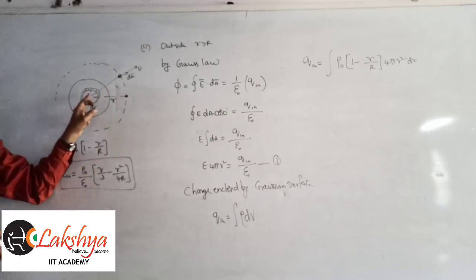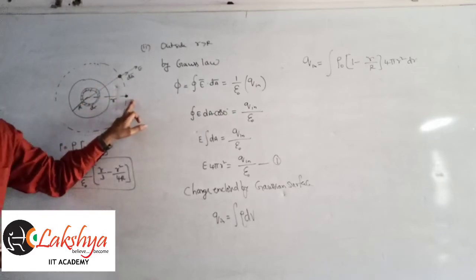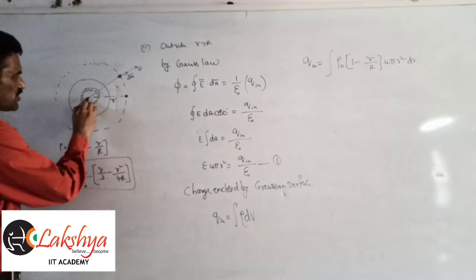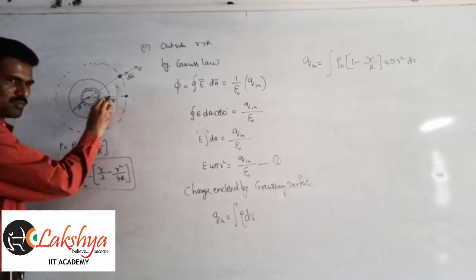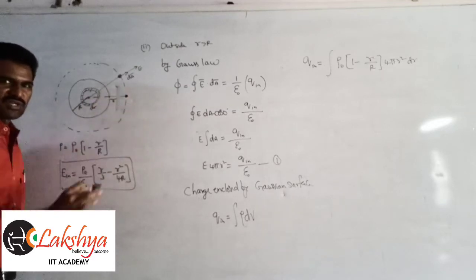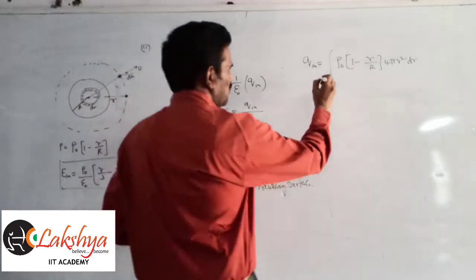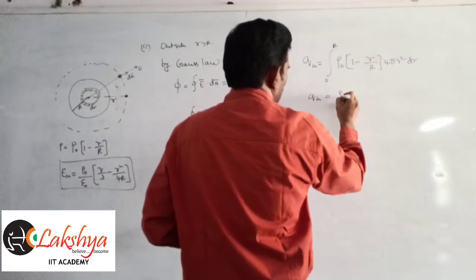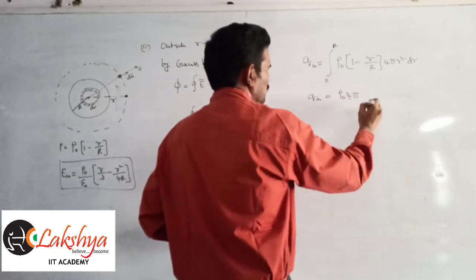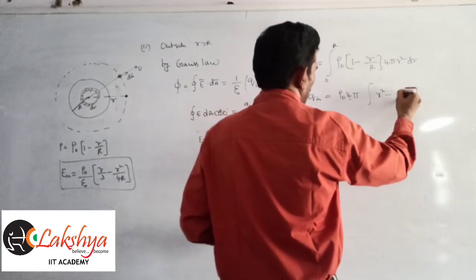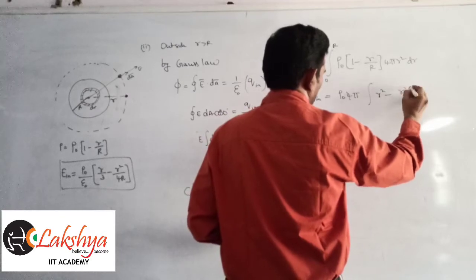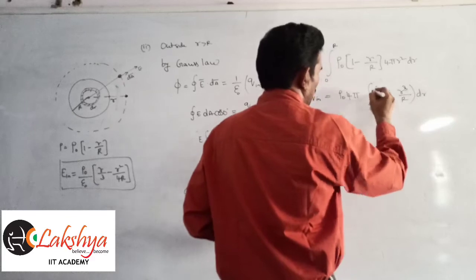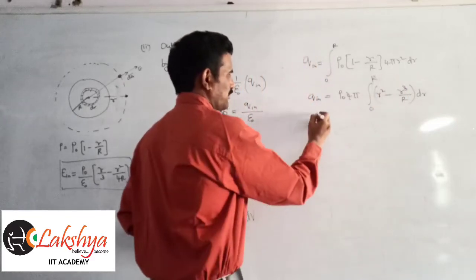Now you can't integrate from 0 to r because our r is greater than this capital R. Our charge distribution is only from the center to this capital R only. In this space there is no charge. And so we need to integrate from 0 to capital R. So this is rho naught into 4 pi into the integral of r square minus r cube by R dr. Now the limits are from 0 to capital R.